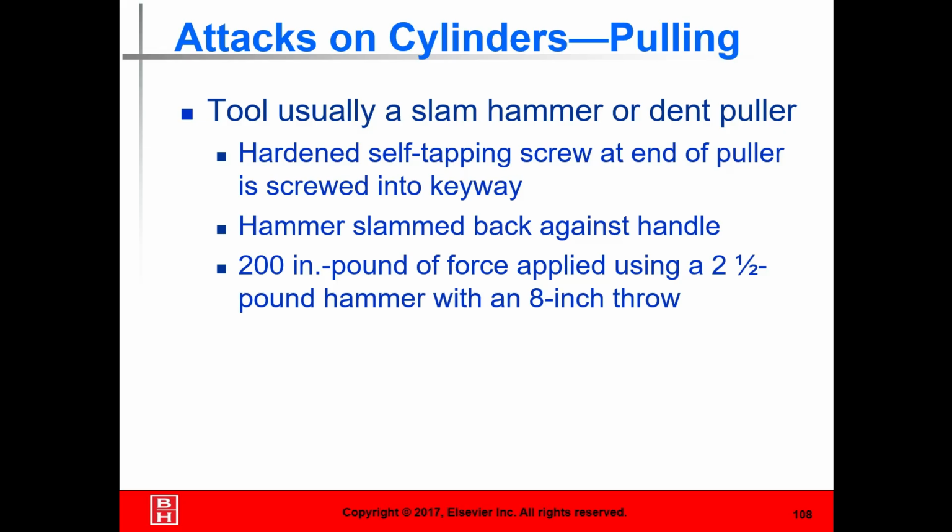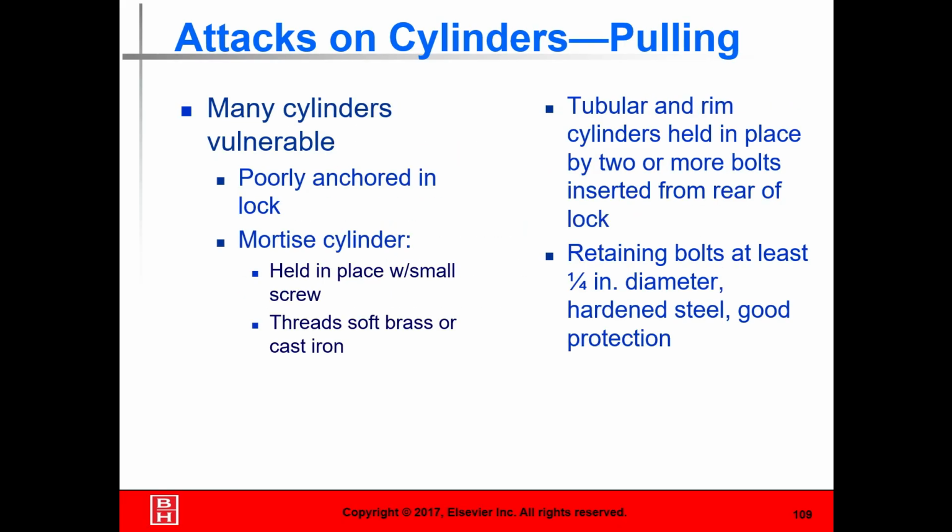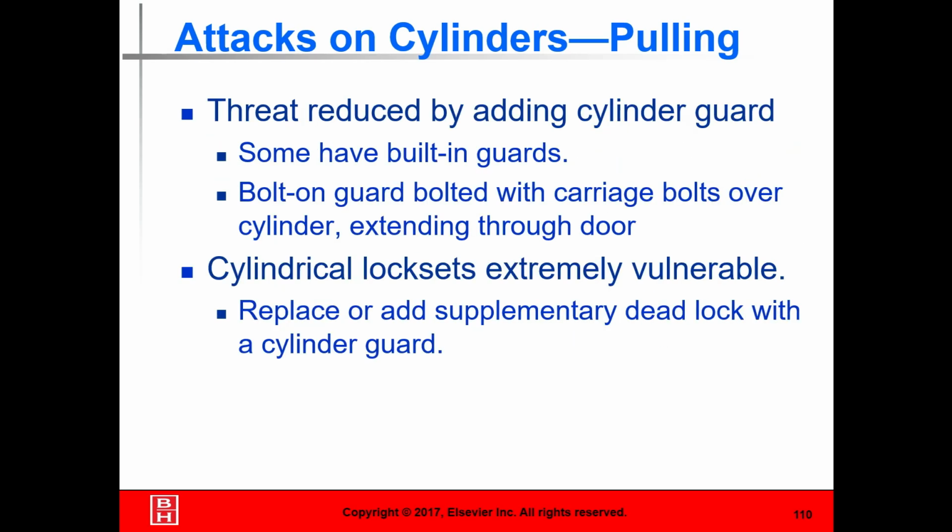A slam hammer or dent puller is used. You screw it in and you just pull it out, and it will pull the lock mechanism right out. Many cylinders are pullable and poorly anchored. Mortise cylinders aren't good. Tubular rims and retaining bolts are usually very small and can be easily manipulated.